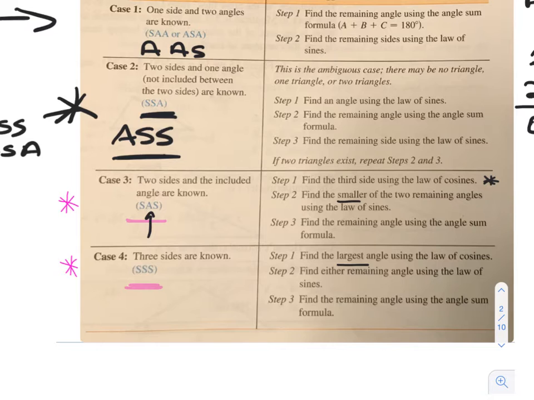So when it's side angle side, you're gonna find the missing third side first, and then you'll find the smaller of the two angles second. But when it's side, side, side, you have to find the biggest angle first using law of cosines. So this was, again, a screenshot that was in the notes from 8.2. You might want to use it.